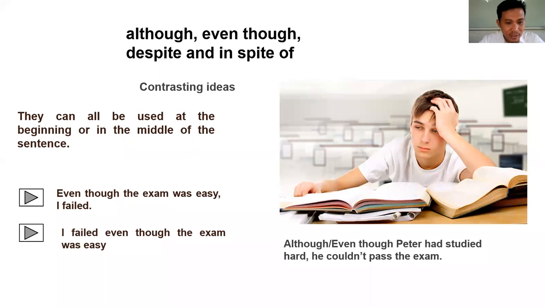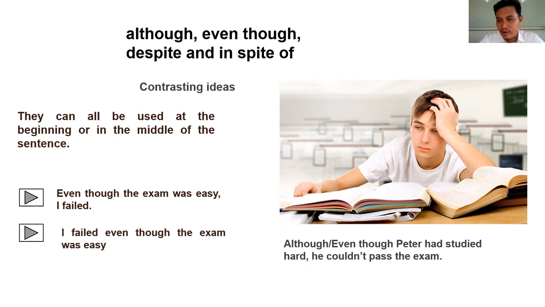"I failed even though the exam was easy." When you put "even though" in the middle, you don't need a comma, but with "even though" in the beginning of the sentence, you have to put a comma. "Even though the exam was easy, I failed." Yeah, "I failed even though the exam was easy." You don't need a comma there. Okay, I forgot to put a full stop. There's supposed to be a full stop there.